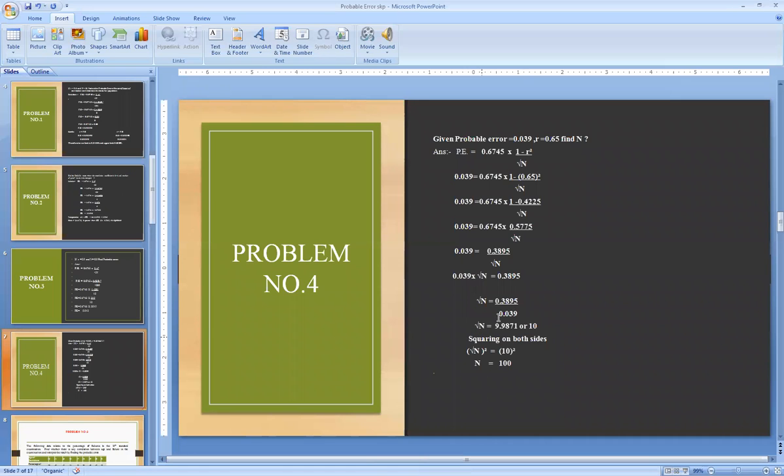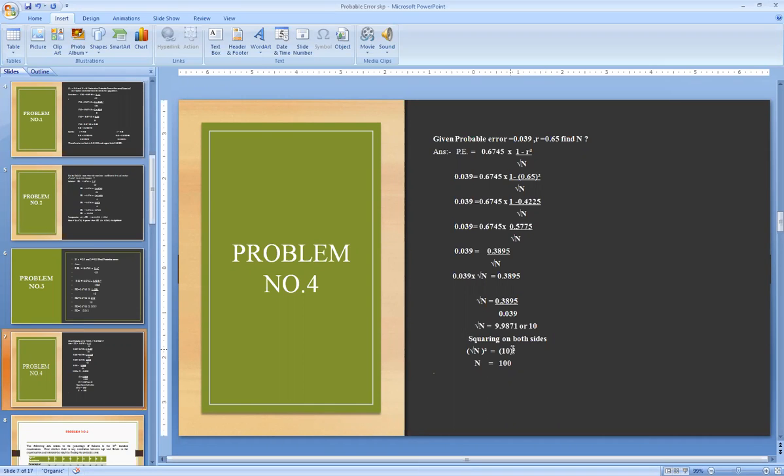Then again, root n equals 0.3895 divided by 0.039. The value is nothing but 9.9871. If you are going to round it off, because the number of items can't be an exact fractional value, we have to round off the number. That is called 10. Now square root n is 10.